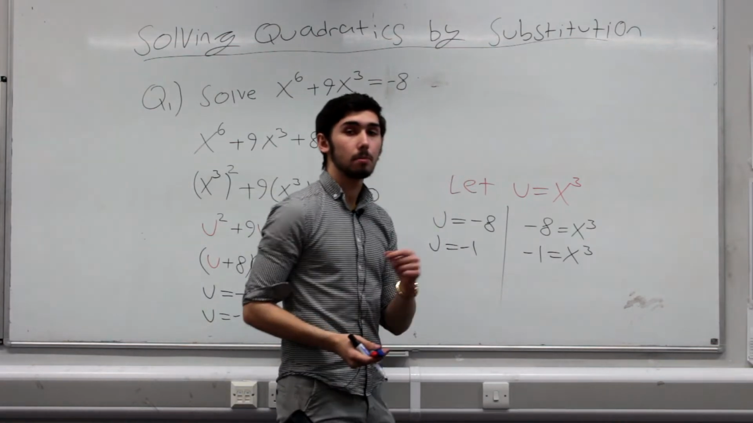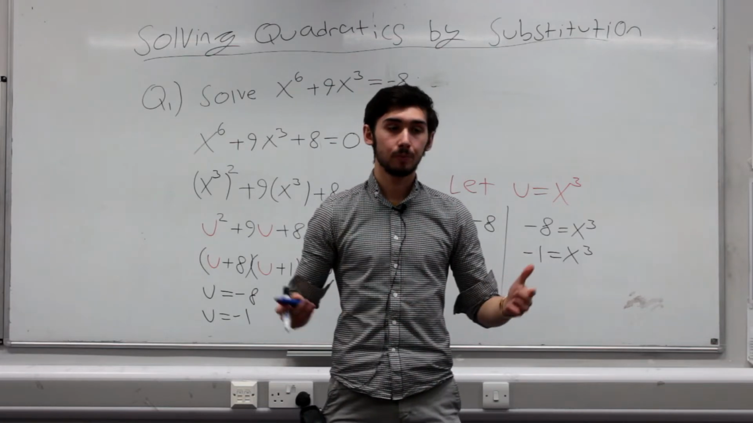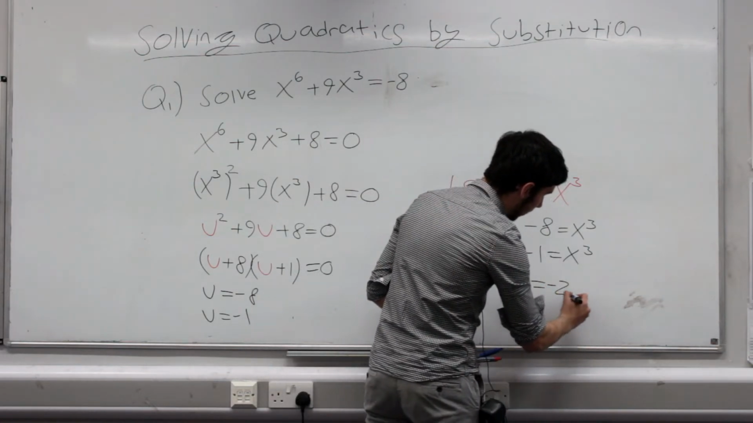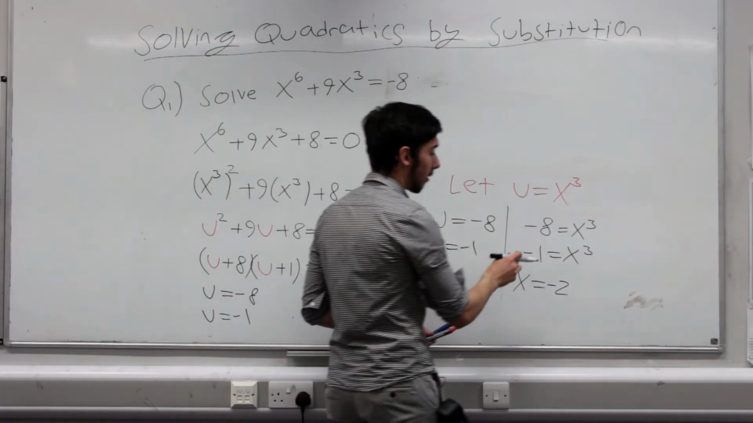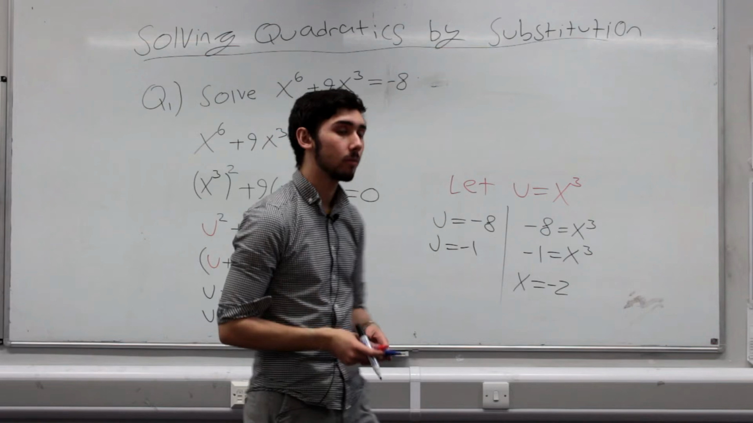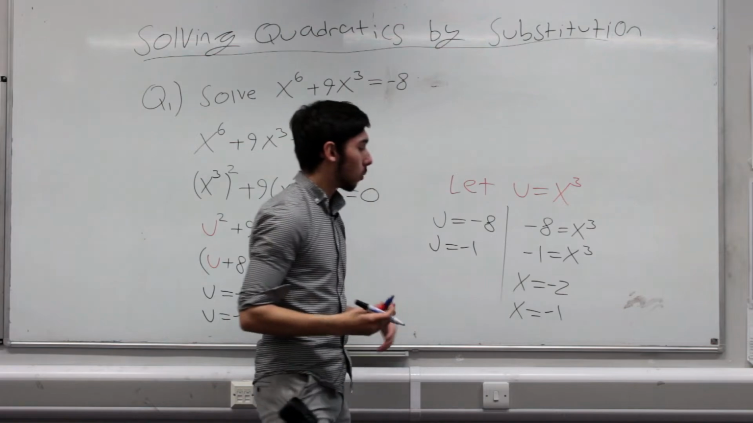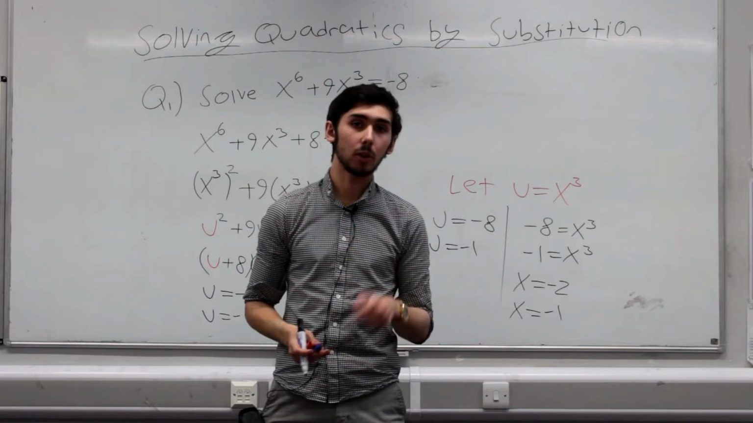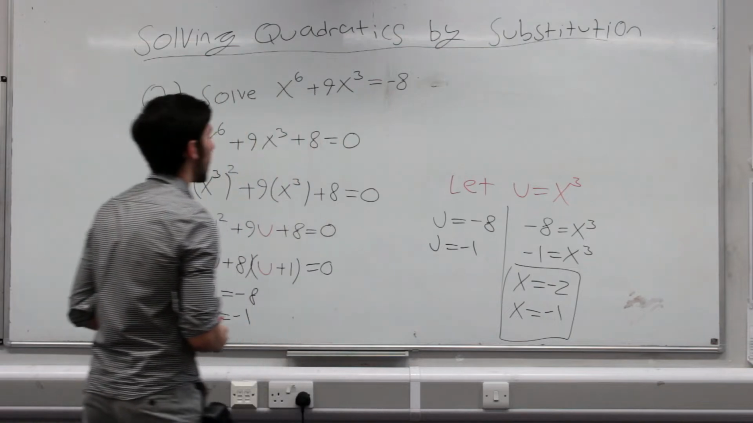Okay, let's think about it. Minus 2 times minus 2 is positive 4. Times positive 4 by minus 2, that's minus 8. So one of our answers is x is equal to minus 2, because minus 2 cubed is minus 8. And if minus 1 is equal to x cubed, what number has 3 of them timesing together to make minus 1? Well, that's just minus 1 again. Boom. Why? Minus 1 times minus 1 is positive 1. Positive 1 times minus 1 is minus 1. So our answers are x is equal to minus 2 and x is equal to minus 1.